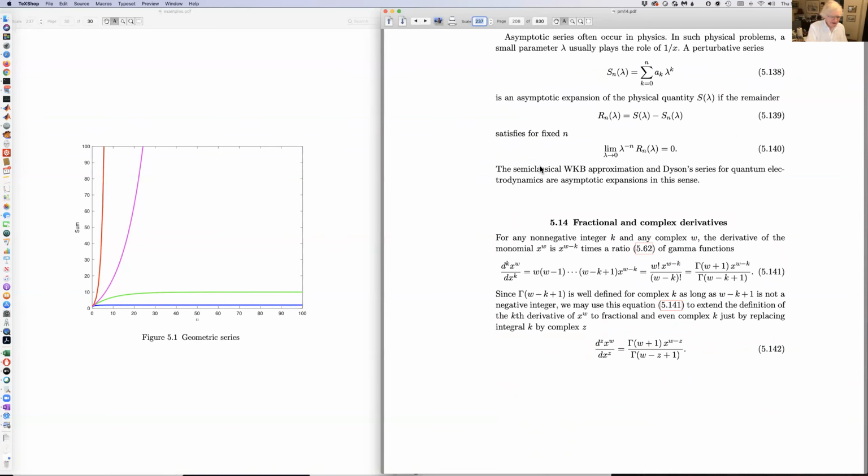Here I say that Dyson's series, or the WKB, are asymptotic in this sense. Actually, I think we wish they were asymptotic in that sense. I don't think anybody knows if the Dyson series is actually asymptotic in that sense. We think of them in that way.